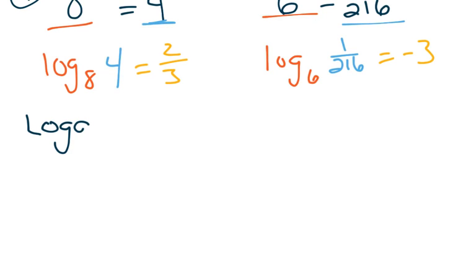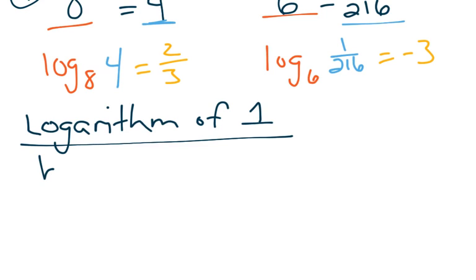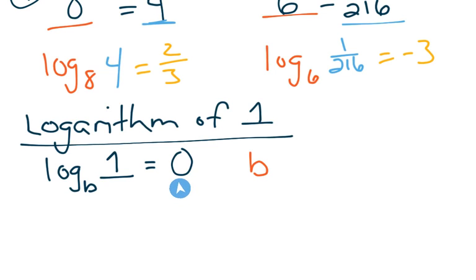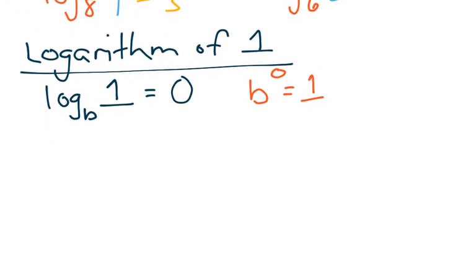I want to talk about two special kinds of logarithms. The first one is the logarithm of the number 1. If we have log base b of 1, every time you take the log base whatever of 1, the answer is always 0. Because if we turn this into exponential form, it would be b to the 0 power, and any number to the 0 power is always going to be 1. So if you're ever taking the logarithm of 1, your answer is always going to be 0.